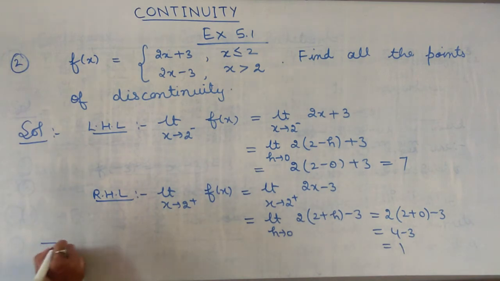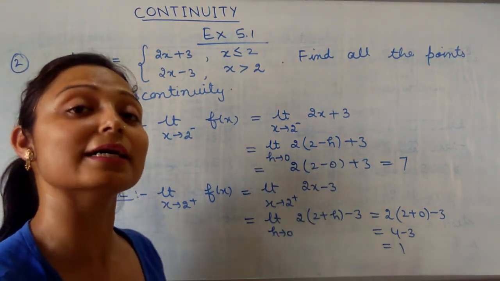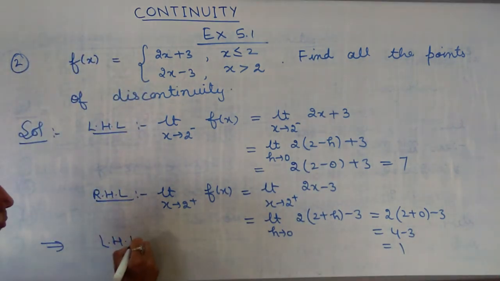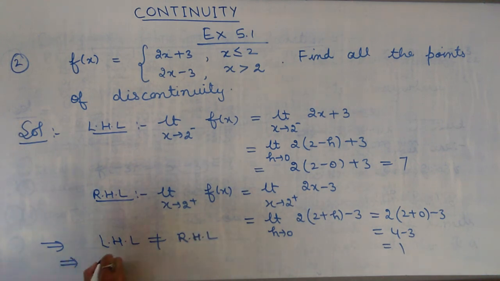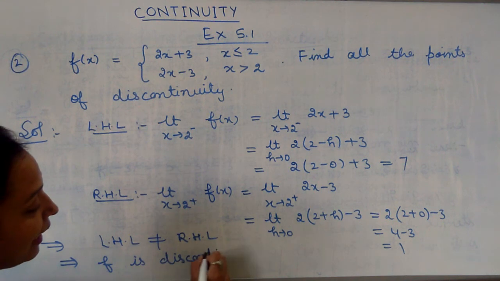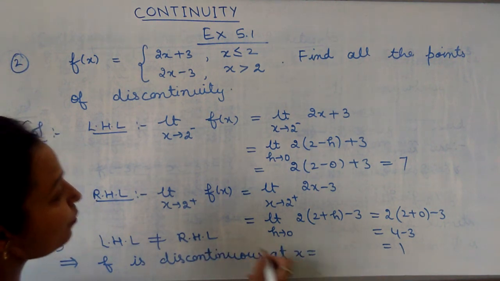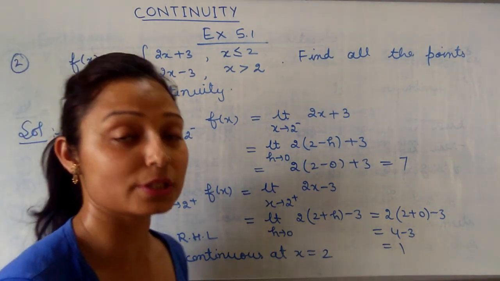These two values are different, so no need to apply the third condition for the equality. You can write it as left hand limit not equal to right hand limit. Therefore f is discontinuous at x equals 2. So the point of discontinuity is 2.